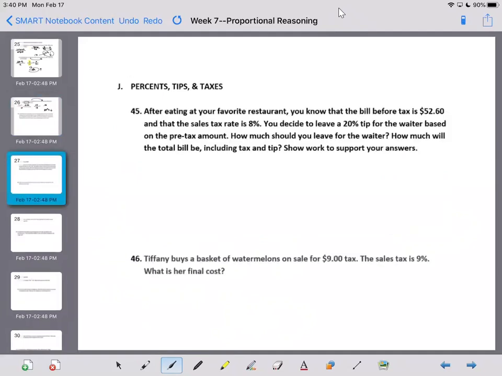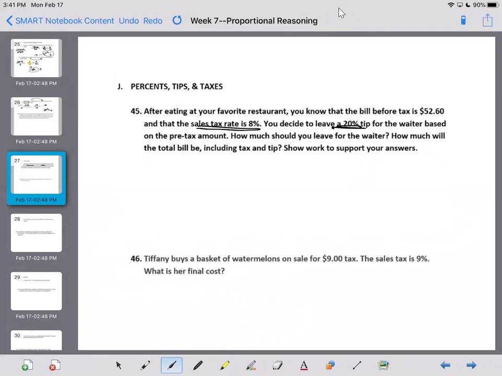I'm going to skip to percent, tips, and taxes. So after eating at your favorite restaurant, you know the bill before tax is $52.60 and the sales tax rate is 8%. You decide to leave a 20% tip on the pre-tax amount. Okay, how much should you leave for the waiter?